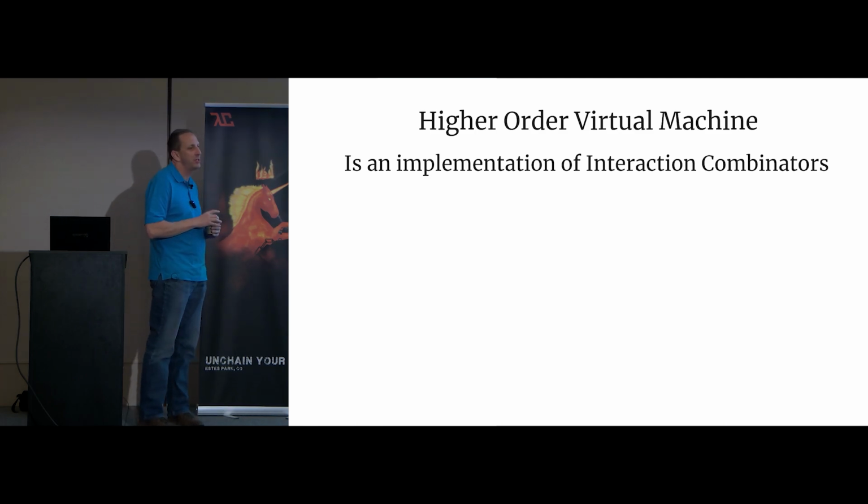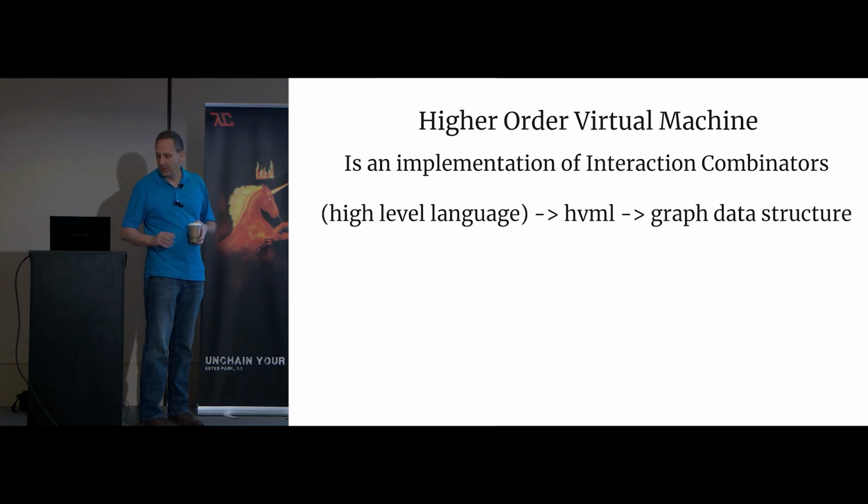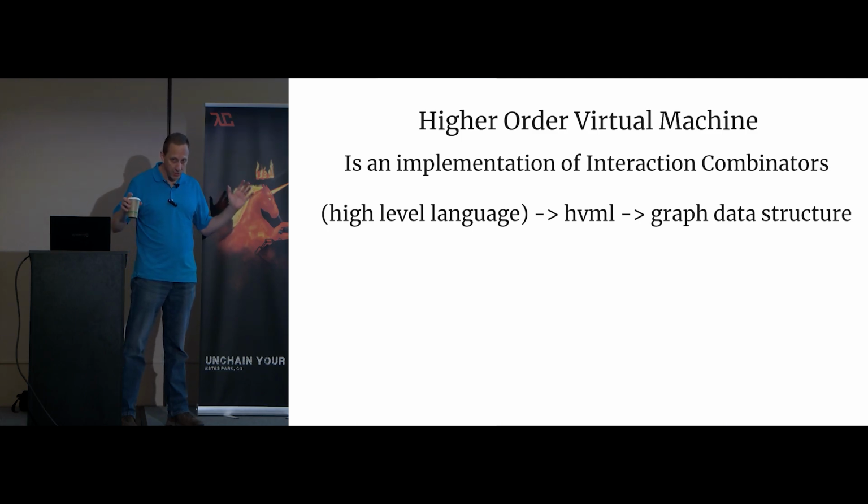The Higher-order Virtual Machine is literally an implementation of what I just showed you. You take a high-level language like Python or Elm, they have plans to do this, and compile it to what's called HVML. It's a low-level description, still text. Then the HVML compiler turns that into a graph data structure. So in memory, it's literally a bunch of addresses, that is a data structure. Your entire program becomes a graph data structure.